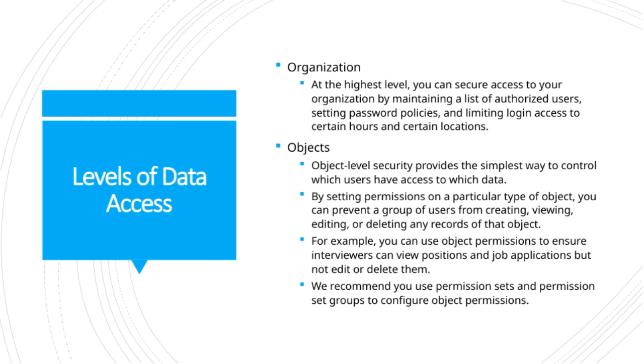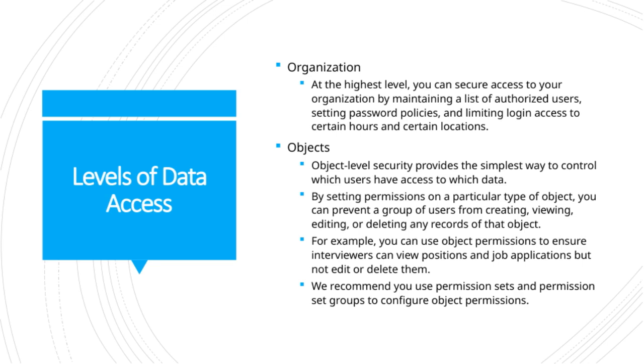Moving on to objects, object-level security is a straightforward way to control who can access specific data. By setting permissions on particular types of objects, you can prevent certain users from creating, viewing, editing, or deleting records within those objects. For example, you might want interviewers to view positions and applications, but not have the ability to modify or delete them. To manage these permissions effectively, we recommend using permission sets and permission set groups. They give you a flexible way to assign and organize access controls across your users.